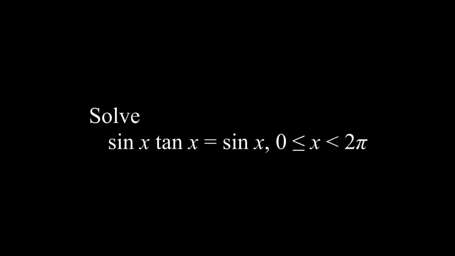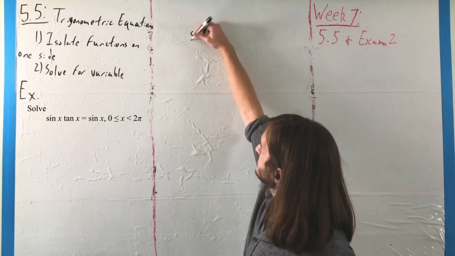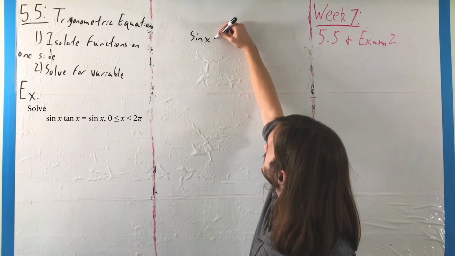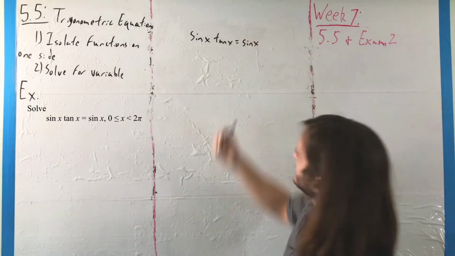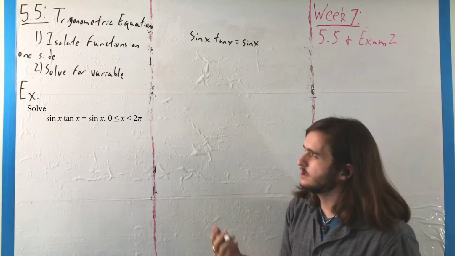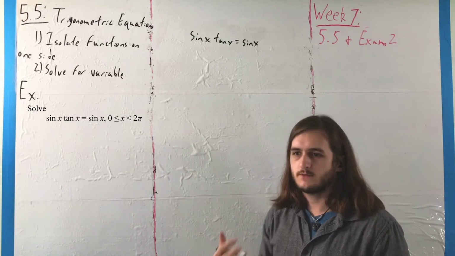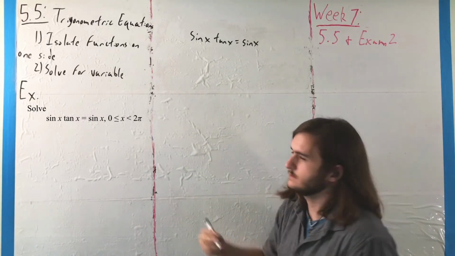For this example, we want to solve sine times tangent equals sine on the appropriate domain. So here, starting from what we have, I'll say it's not entirely clear what might be the next best place to go, but we want to isolate our trig functions on one side, so let's bring over that sine and maybe we'll see something a little nicer.